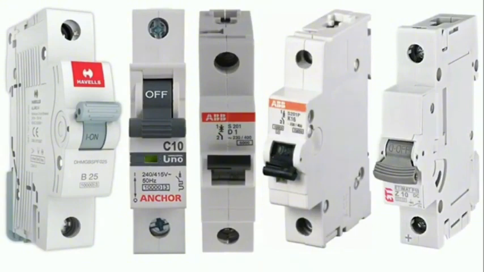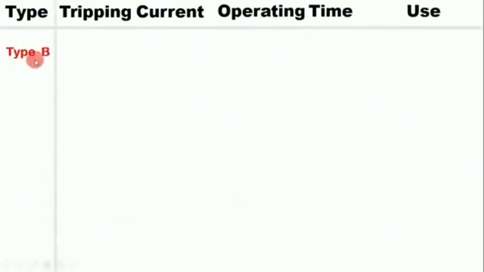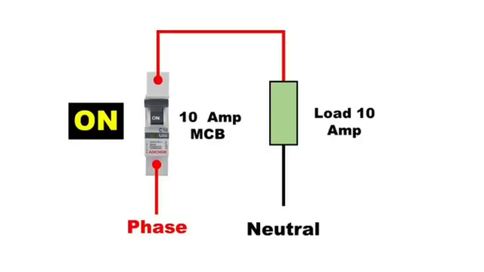Okay then, now I will tell you about 4 things. First is type, second tripping current, third operating time, and after that we will see the uses also. So friends, first I am discussing the B type MCB. Friends, the B type MCB you use, the tripping current of this is 3 to 5 times. It means, for example, let us consider your MCB is of 10 ampere rating.